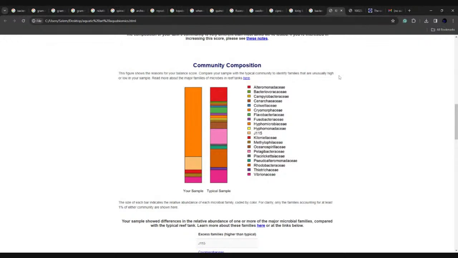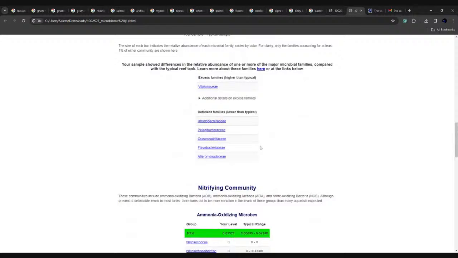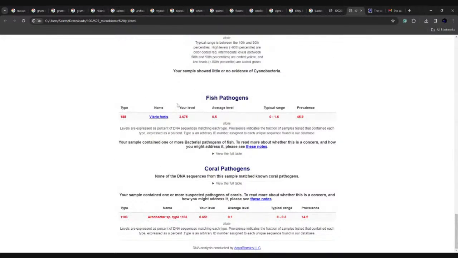Now, this one is from Ben Johnson. Shout out to Reef Beef. You should go watch him and Rich. This is one of his client systems. As you can see here, nearly 50% of the tank is all Vibrio. Known coral pathogens, known fish pathogens. He's got Arcobacter in there as well.